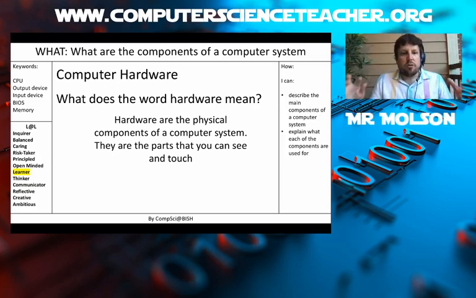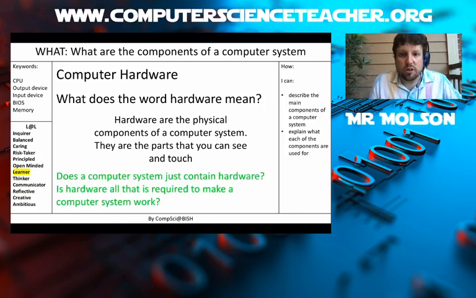Now the question I want you to think about is, does a computer system just require hardware? Does it only require hardware to work? Again, I want you to pause the video for a minute and think about that. Does our computer system just require hardware to work? That's the question I've got here. So give yourself a minute, pause again, and I'll speak to you in a minute.